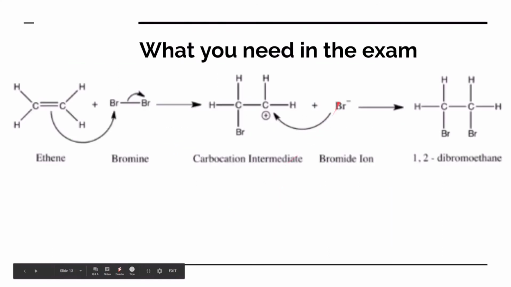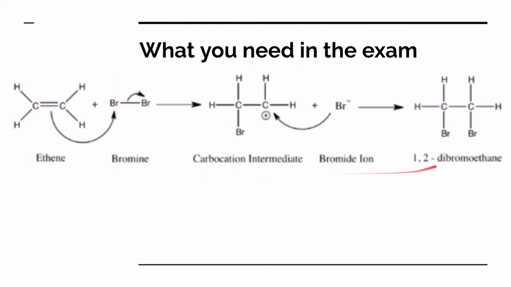And what we need to know in the exam is this diagram here. So we see the attack of electrons from the double bond onto the bromine closest to the carbon bond, and we then see the attack of electrons from the bromine bond onto the outer bromine, creating this bromide ion, which will then bond with the carbocation to form this dibromoethane. But you have to understand the entire process to be able to write this out and to explain it in the exam.